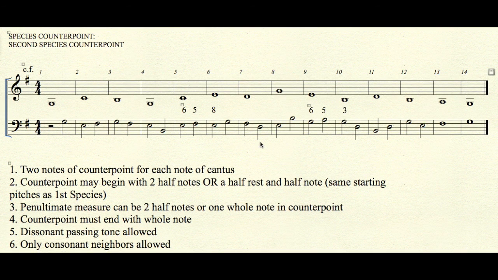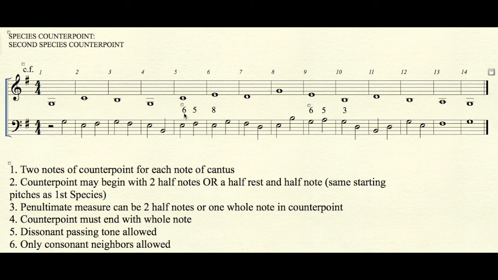Rule number 6, only consonant neighbor tones allowed. In measure 9, you will see you have a combination of 6, 5, 3. This is considered a consonant neighbor. Major sixth, perfect fifth, major third.